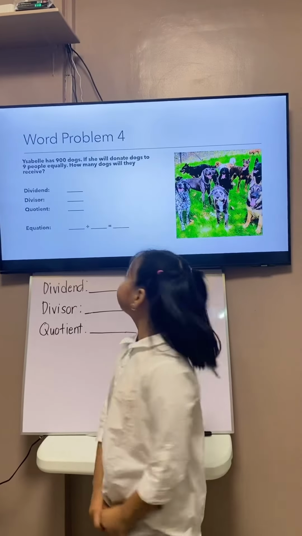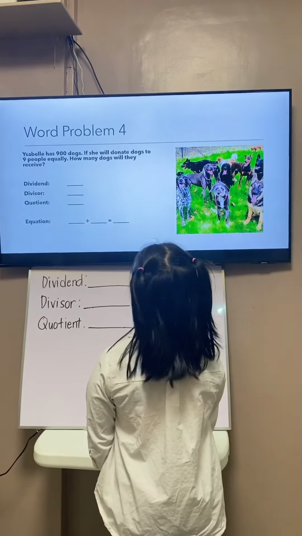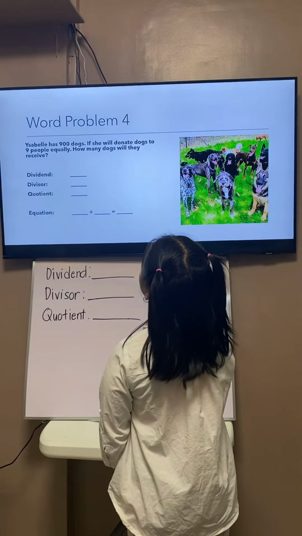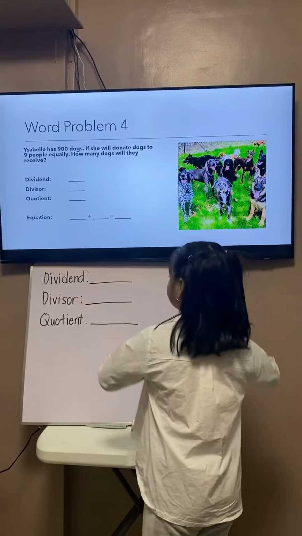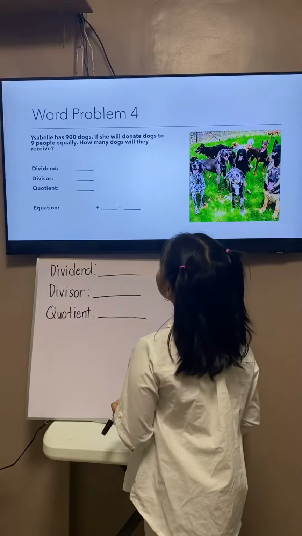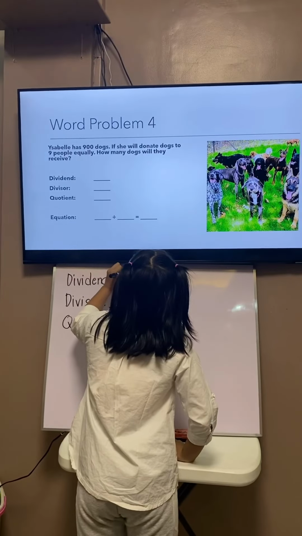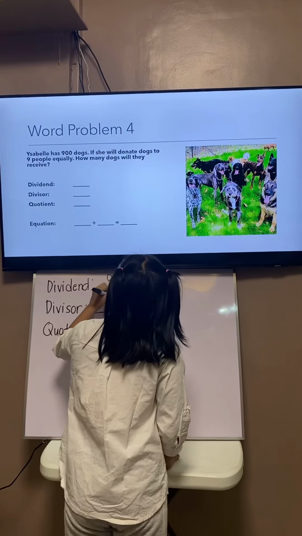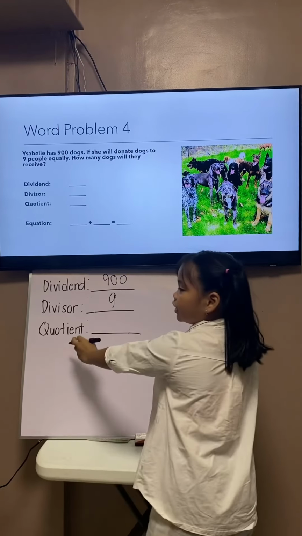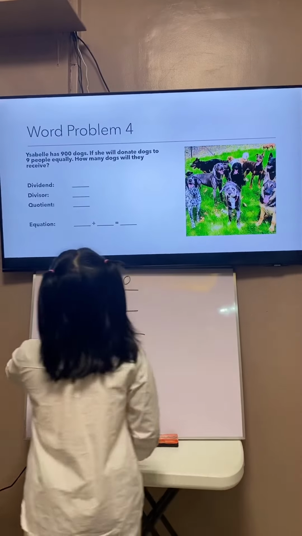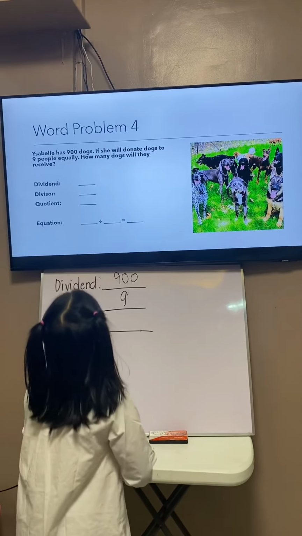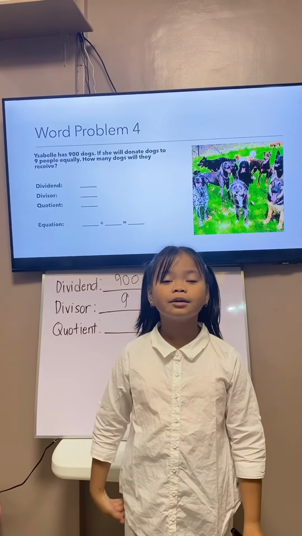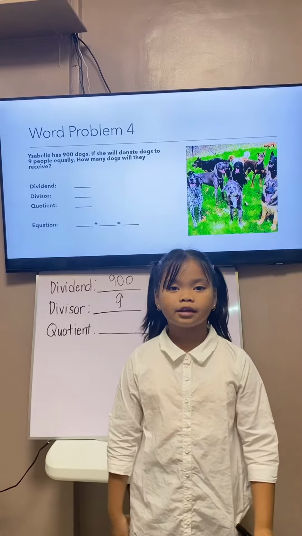Problem number 4. Isabel has 900 dogs. If she will donate dogs to 9 people equally, how many dogs will they receive? Dividend, 900. Divisor, 9. Quotient. Equation. 900 divided by 9 equals.